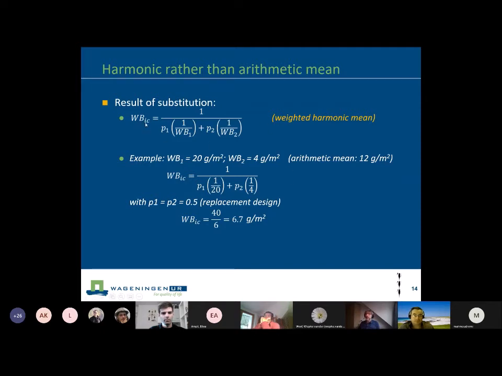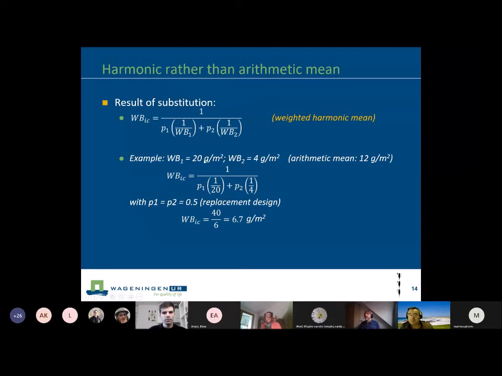weed biomass in the intercrop, in fact, is not equal to the arithmetic mean, but it's equal to the harmonic mean. In this case, the weighted harmonic mean, because also the fraction of crop one and the relative density of crop two are important, of course. So what is going on here is that we take the inverse of the weed biomass that is found in the pure stand one, we take the inverse of the weed biomass found in crop two, we then add them, and we then take the inverse, and that will result in the weed biomass that is found in intercrop.